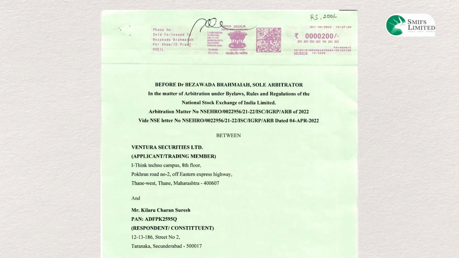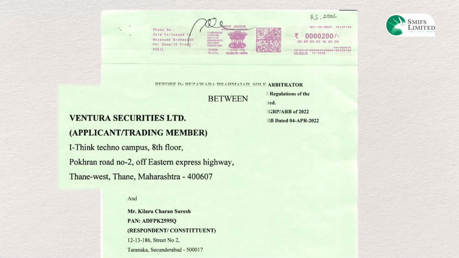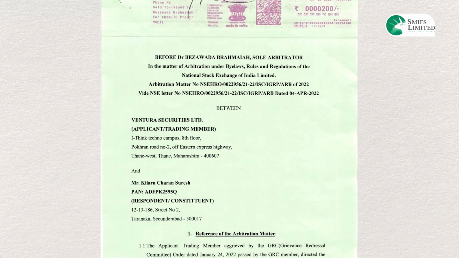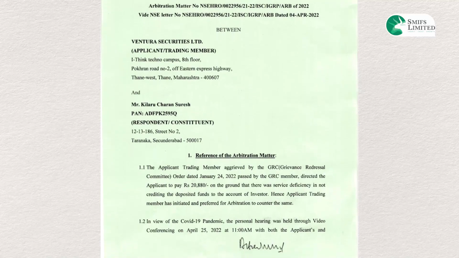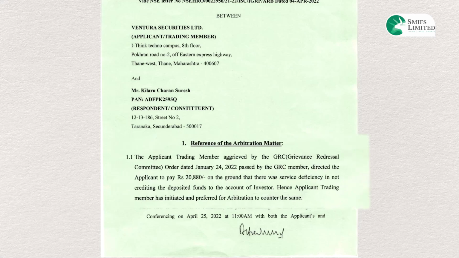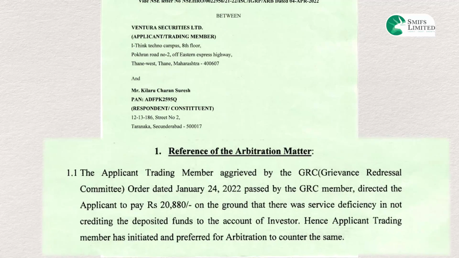This is an arbitration order between Ventura Securities and one Mr. Kilaru Charan Suresh. The complaint was registered by the client before the NSE forum. The NSE forum had referred this matter to the grievance redressal cell, and a GRC member was appointed to adjudicate the matter. Now, what was the matter?